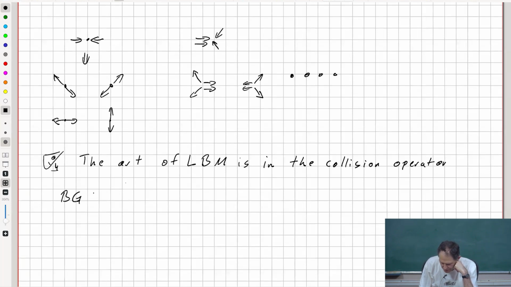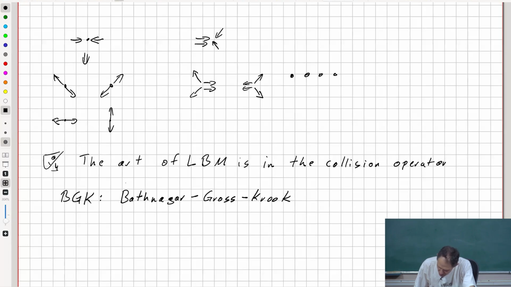And so the first one we are going to study will be the one that is according to Bhatnagar, Gross and Krook. So an Indian and South African and an American working together. It's also called single relaxation time.